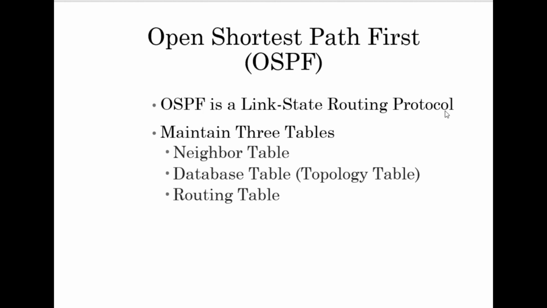So OSPF stands for Open Shortest Path First. This is a link state routing protocol, and it maintains three different kinds of tables: neighbor table, database table, which we also call the topology table, and routing table.